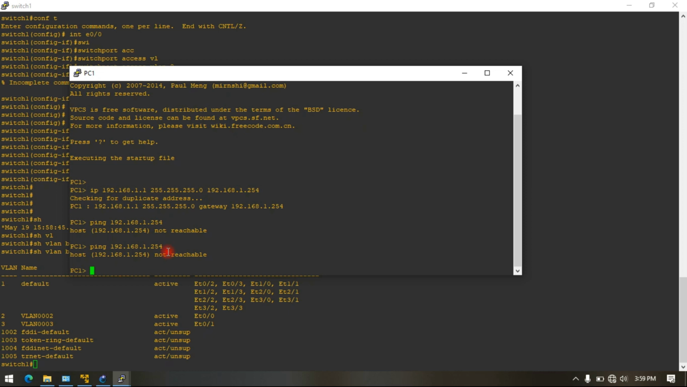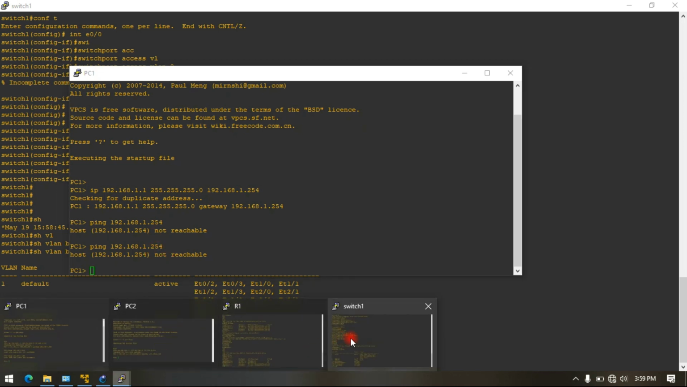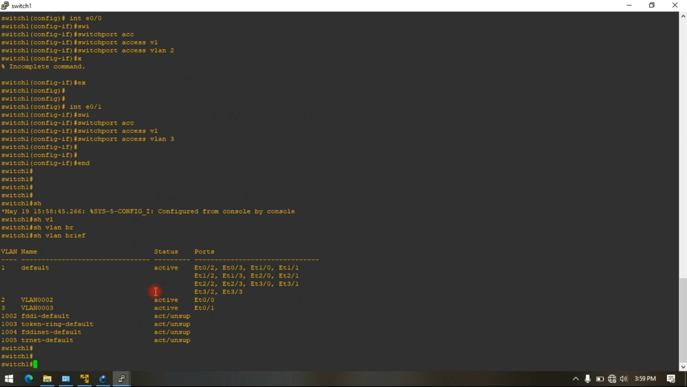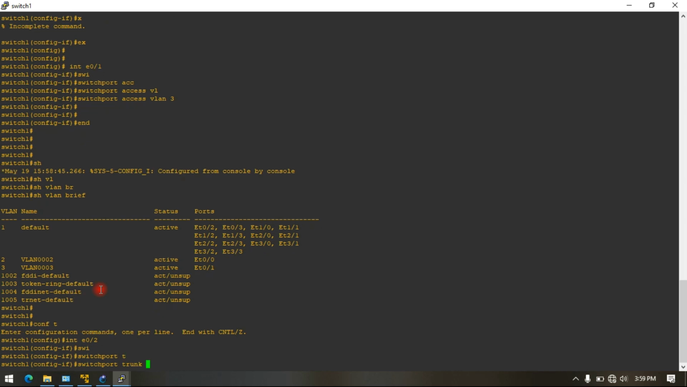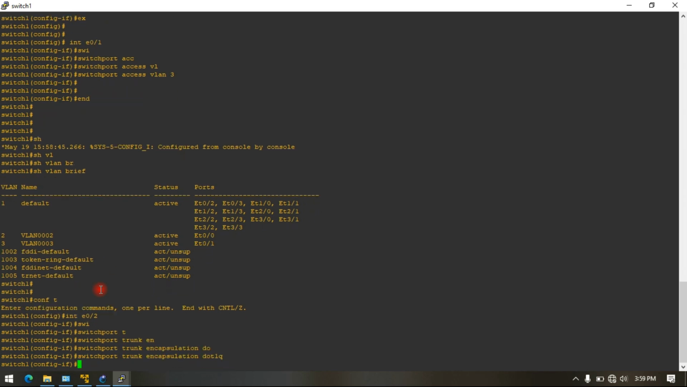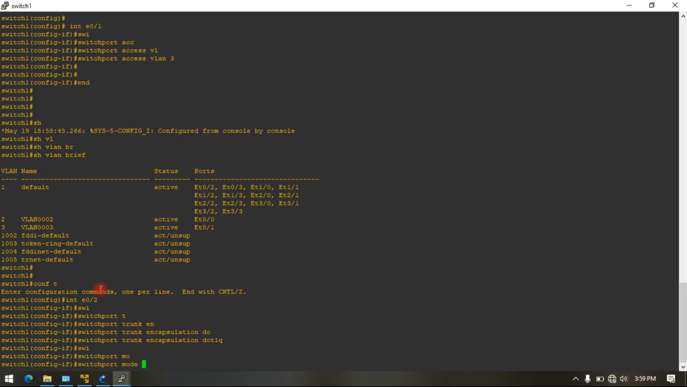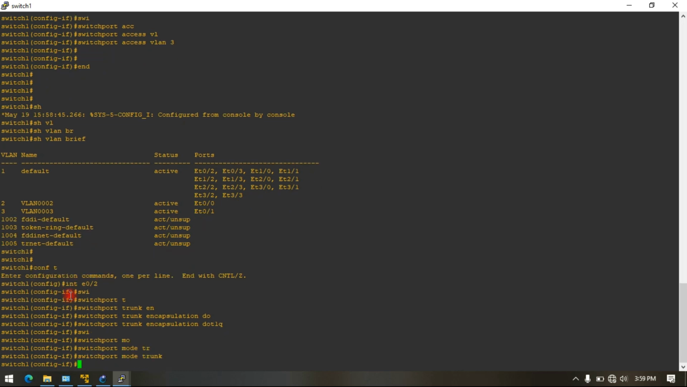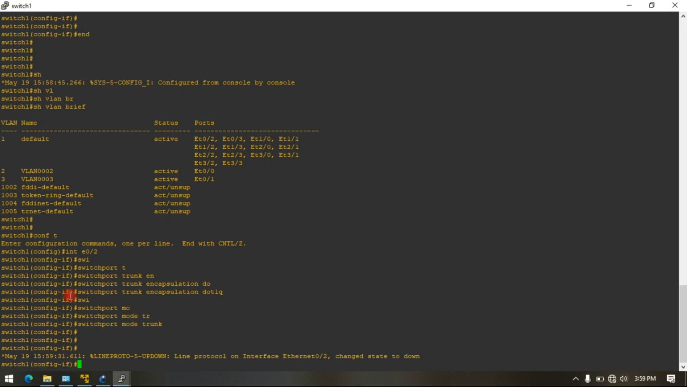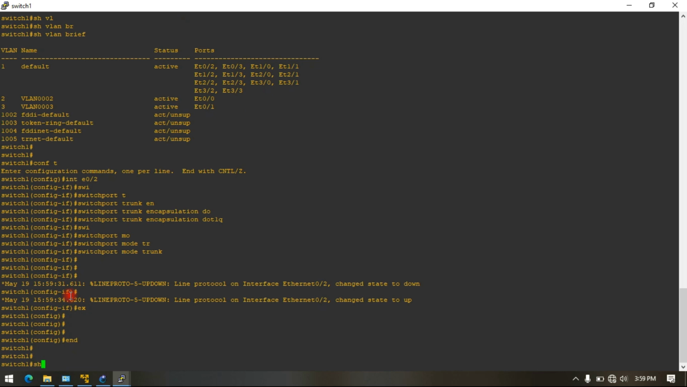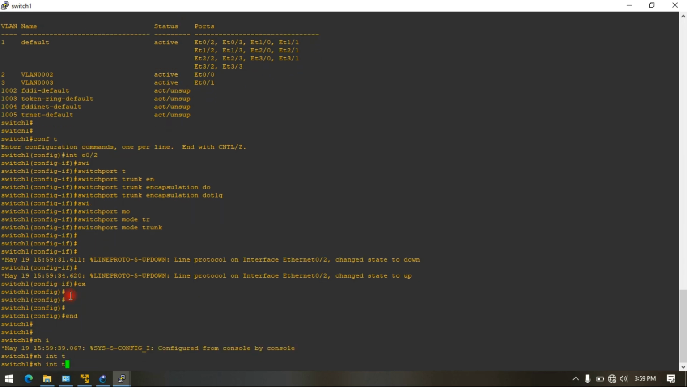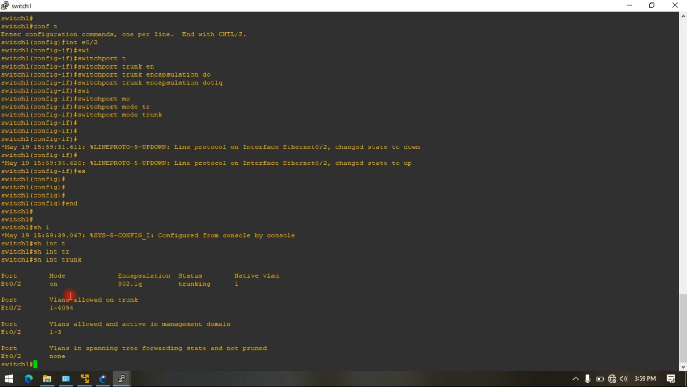Ping not working because VLANs travel on the trunk port, and therefore we have to configure our trunk. So I'll go to interface E0/2, switchport trunk encapsulation dot1q, switchport mode trunk. The interface is up, okay, and show interface trunk, and it's working.